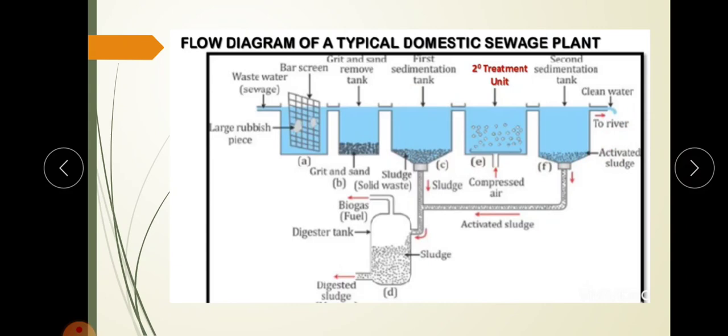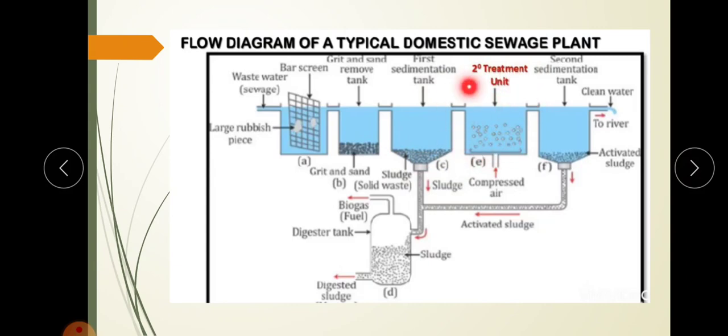Okay, so in the preliminary treatment we are removing the large sized particles. Using this bar screen and grit chamber, we are removing the large sized heavy particles. The colloidal particles and suspended particles, which cannot be removed through this preliminary treatment, are removed using the primary treatment method, that is using the sedimentation tank. After the preliminary treatment and primary treatment, the sewage is passed into the secondary treatment unit.